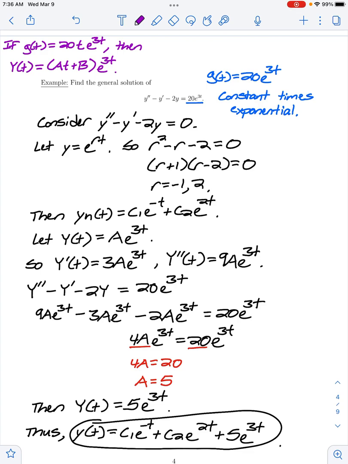Similarly, if we had a quadratic times an exponential, we would consider a particular solution that would be a general quadratic times that same exponential function. So let's look at some other ones. In this next example, we'll see a case where our initial assumption about the form of the particular solution may not work out correctly, and we might have to modify our initial guess about the form of the particular solution.